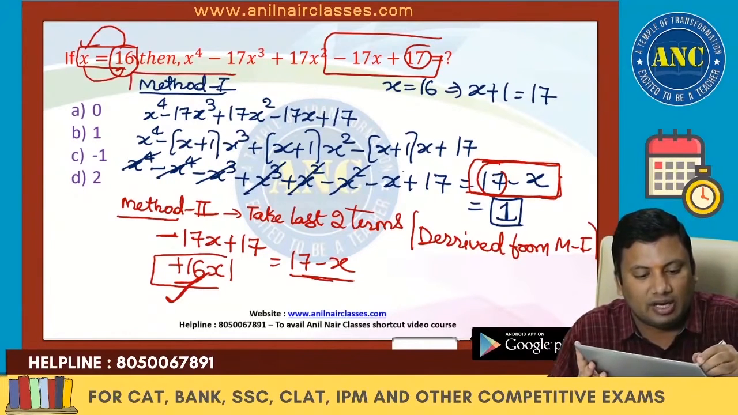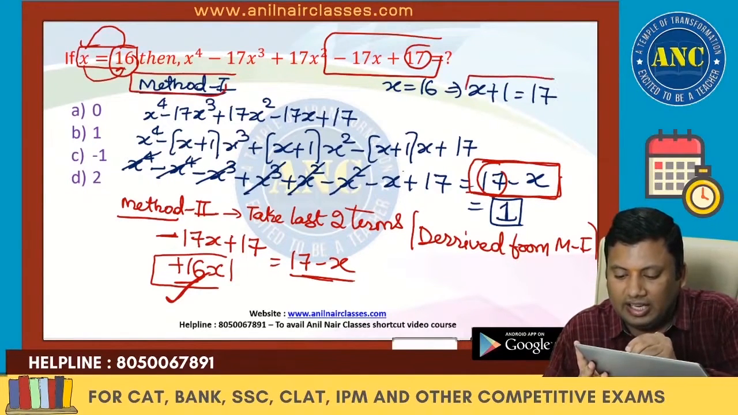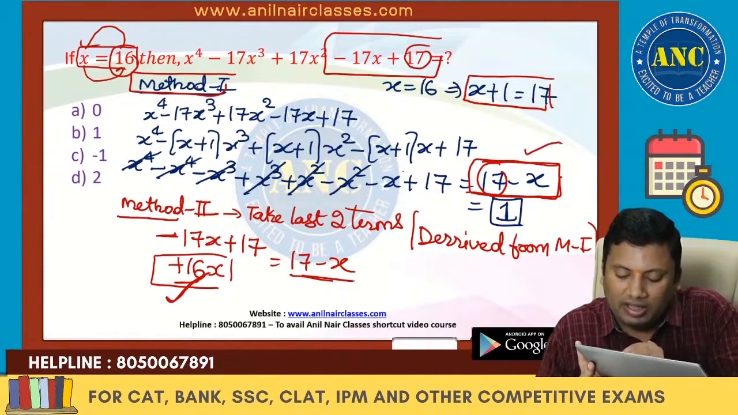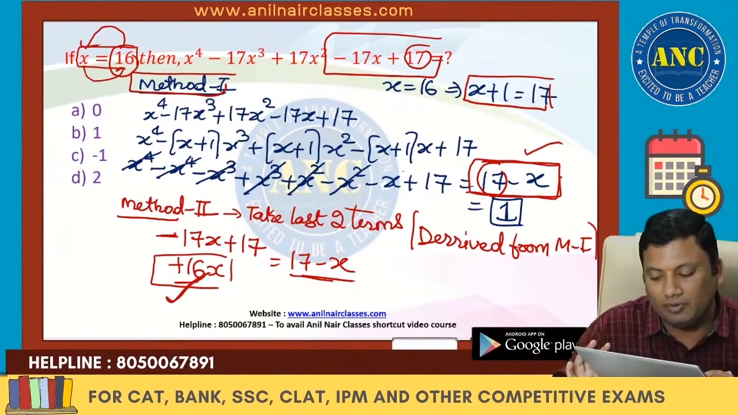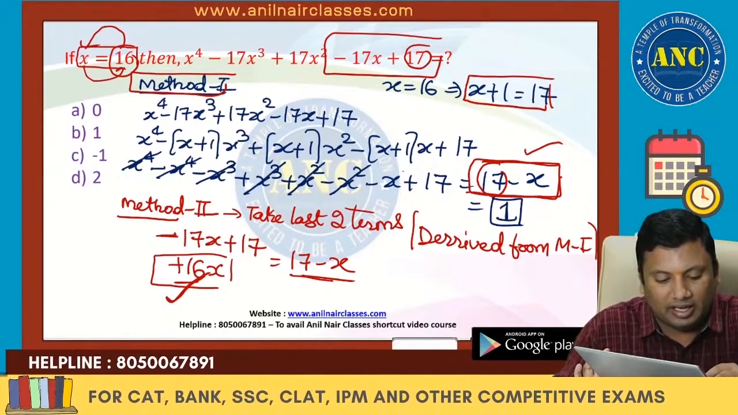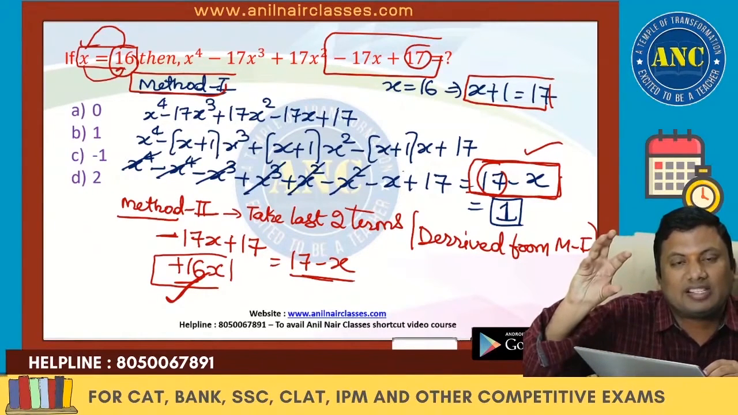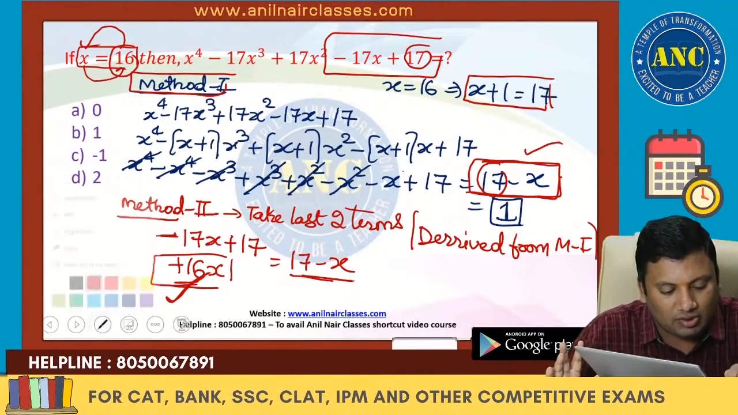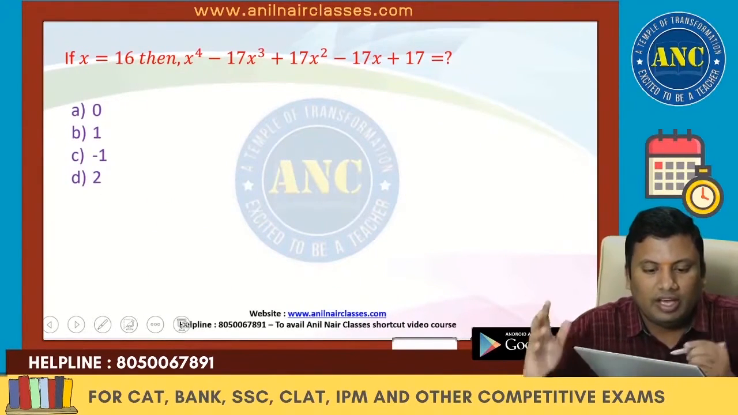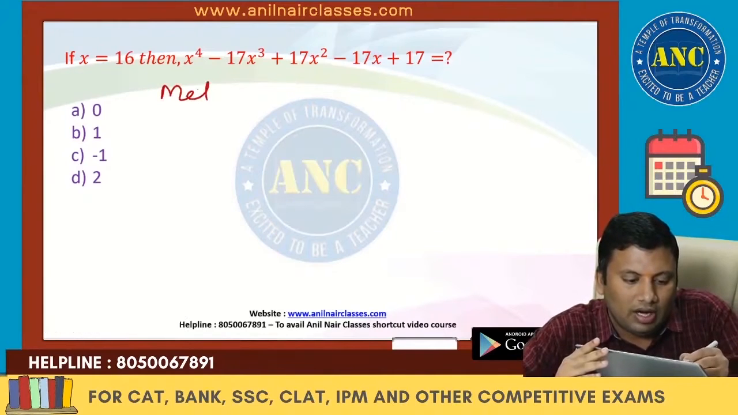This is a traditional method where 17 is equated with 16 plus 1. I got the answer 17 minus x. Method 2 is derived from method 1. I need to get 17 minus x. So from 2 minus 17x, what needs to be added? Plus 16x. Now see here, this is method number 2. Now let us see method number 3.